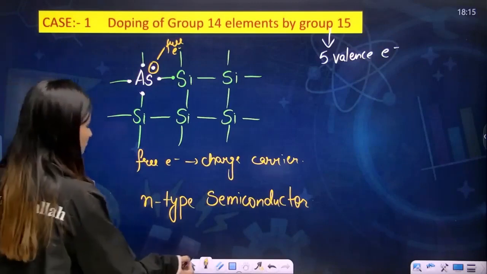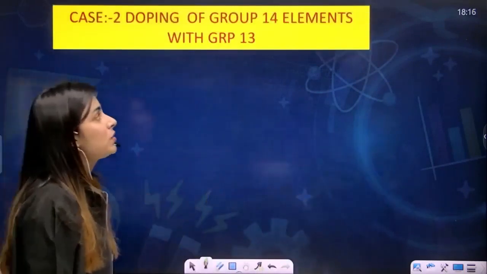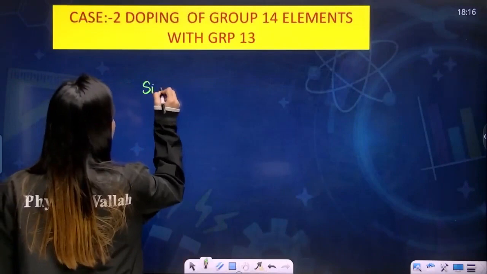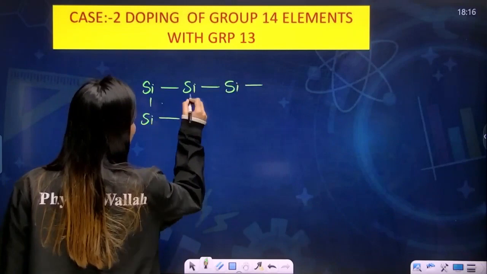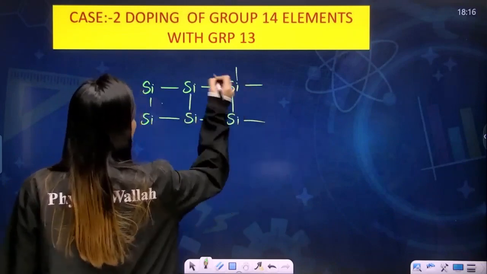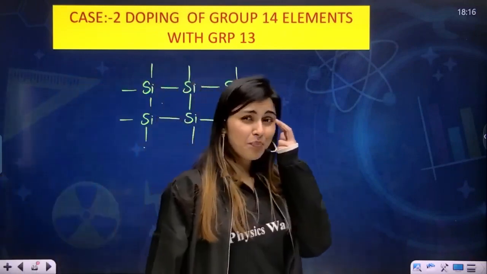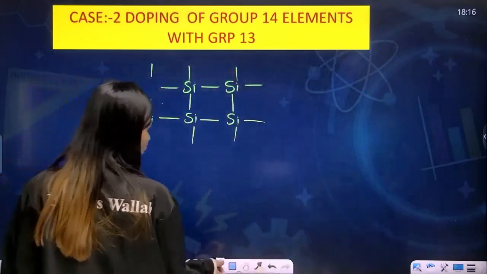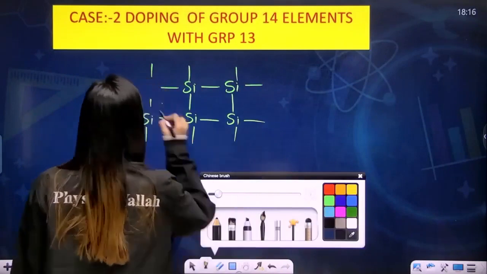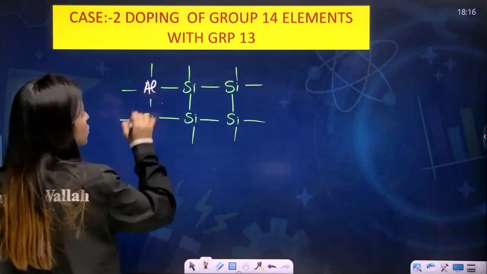Perfect. Now let's try and understand the second case, which is, now we are doping the group 14 element with a group 13 element. Again I have the silicon, that is my semiconductor. I know that they have 4 valence electrons, and all the 4 valence electrons are used in forming the bond. Now I dope it with the group 13 element. Let's use aluminium.